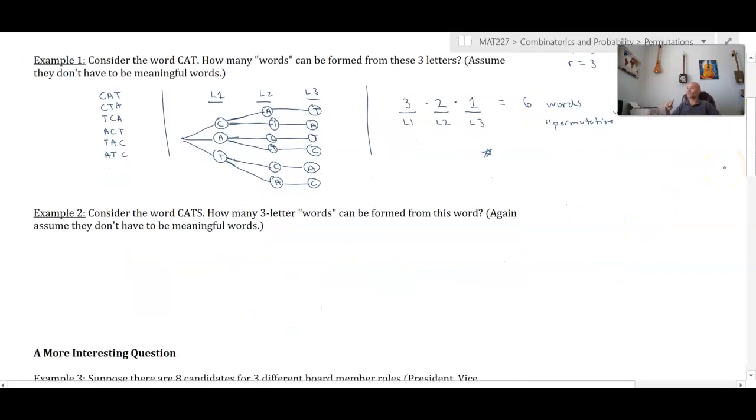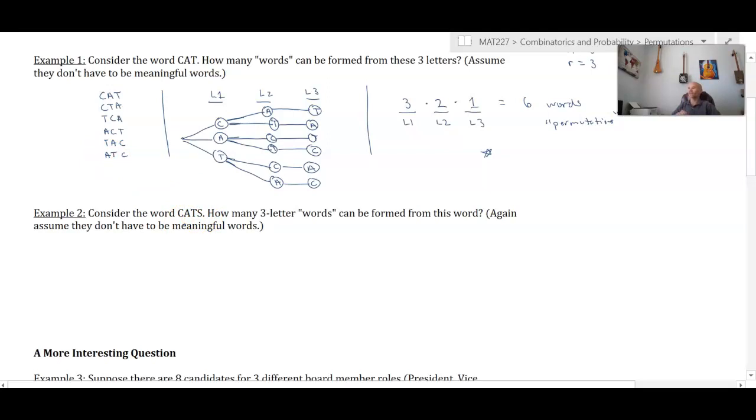Let's look at another possibility. What if we took the word cats? So now there's 4 letters in that word, but the question is how many 3-letter words can be formed from this word? Again, assume that they don't have to be meaningful. Well, again, we can start listing them out. We'd have definitely these 6 possibilities because we don't have to use S, we just have to use 3 letters.